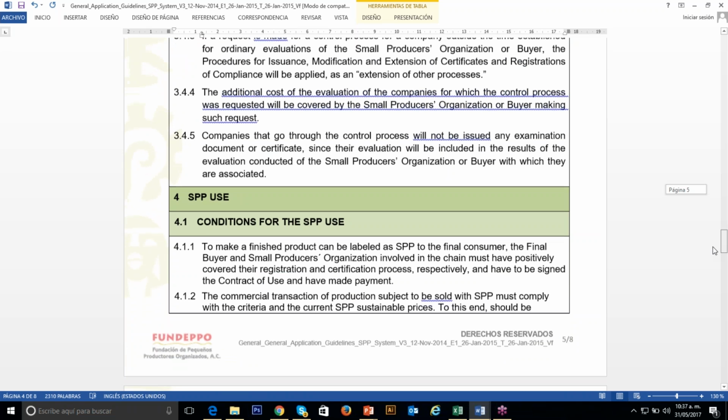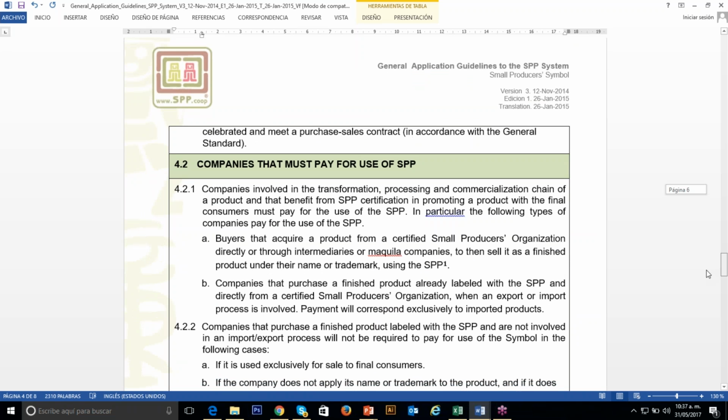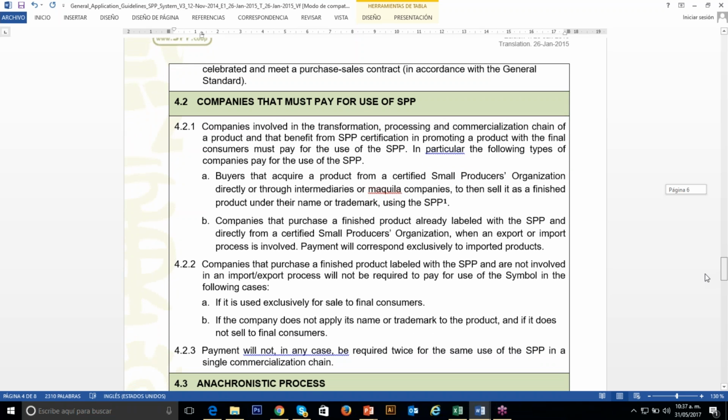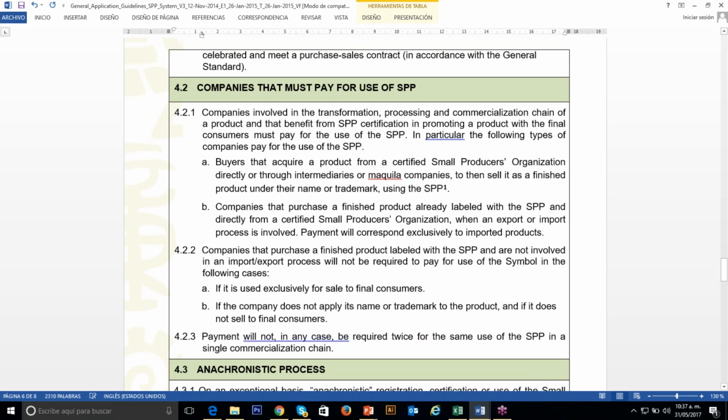Companies that pay for use. I think that your question was specifically for the user's fee. Yeah, exactly. Company payment. Companies that purchase finished product labeled with SPP that are not involved in an import or export will not be required to pay for use of the symbol.